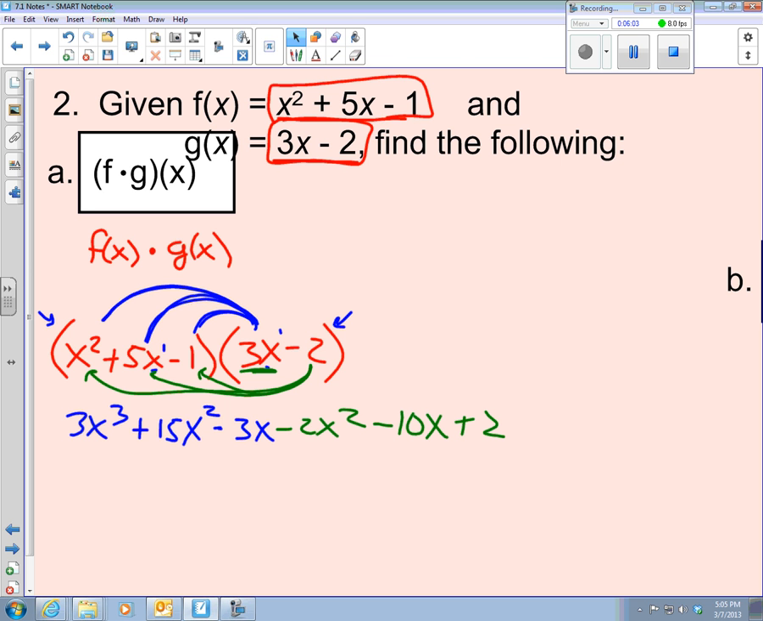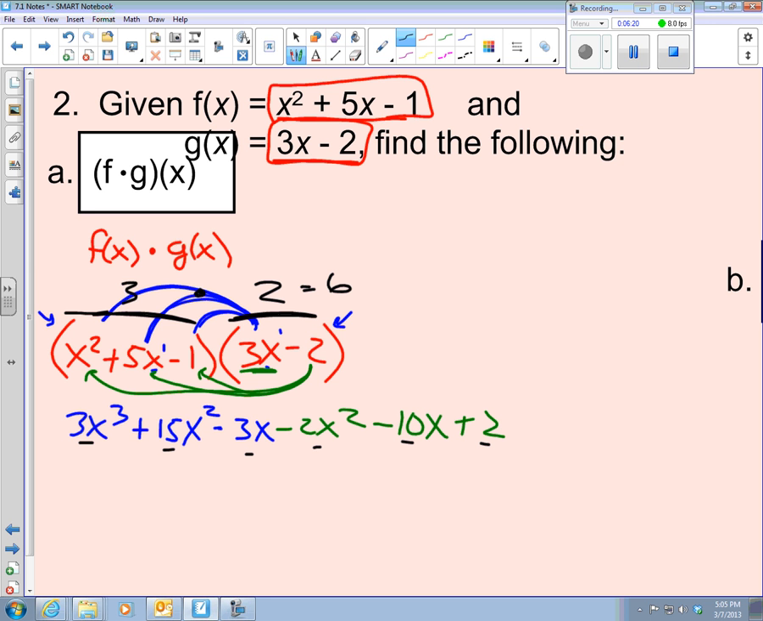Now, the key is this. We have 3 terms here. We have 2 terms here. 3 times 2 equals 6. So we should have 6 different terms here, and we do. Now, we just got to simplify it down by combining like terms.